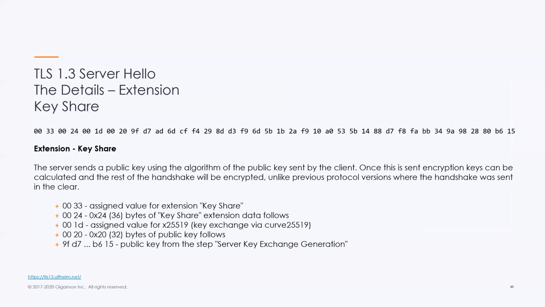So here's the key share. The server sends a public key using the algorithm of the public key sent by the client. Once this is sent, the encryption keys can be calculated. So 33, the assigned value is key share, 36 bytes of key share extension data. 1D means the assigned value of X25519, which means the key share exchange is going to be done via curve 25519. And then 20 hex, 32 bytes of public key, and then the public key itself.